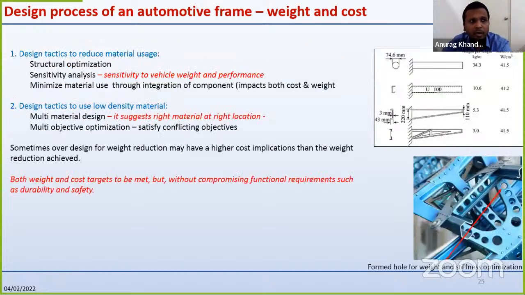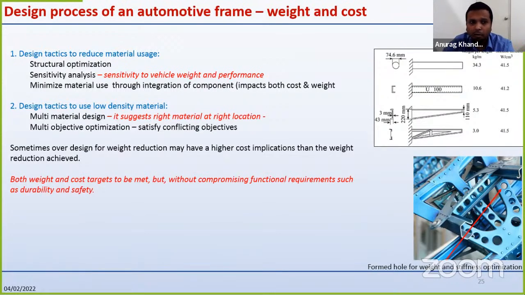So going forward, there are multiple ways we can implement these two strategies. I'll touch upon one or two of them. Basically, structural optimization, or you would have heard of topology optimization. It aims to find the best geometry for a structure for the given load case within the design space.